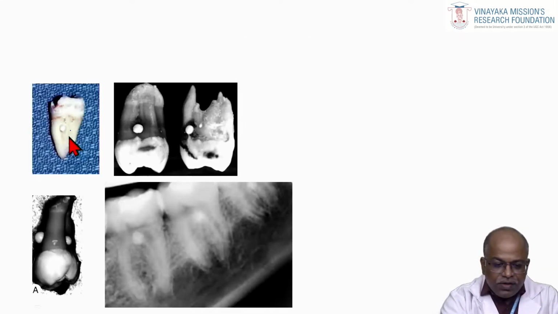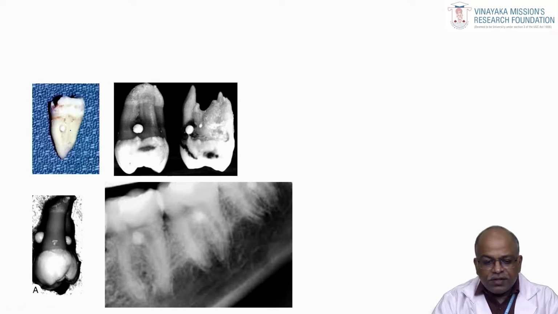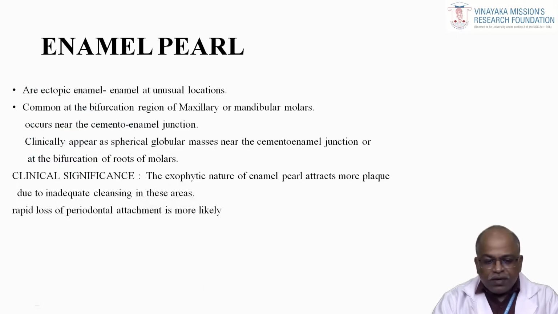This picture reveals a small globular mass of enamel at the bifurcation region of the root of the mandibular molars. This is referred to as an enamel pearl, enameloma, or enamel drop. They are nothing but ectopic enamel at unusual locations. They are common at the bifurcation region of the maxillary or mandibular molars, and occur commonly near the cemento-enamel junction. Clinically, they appear as spherical globular masses near the cemento-enamel junction or at the bifurcation of the roots of the molars.